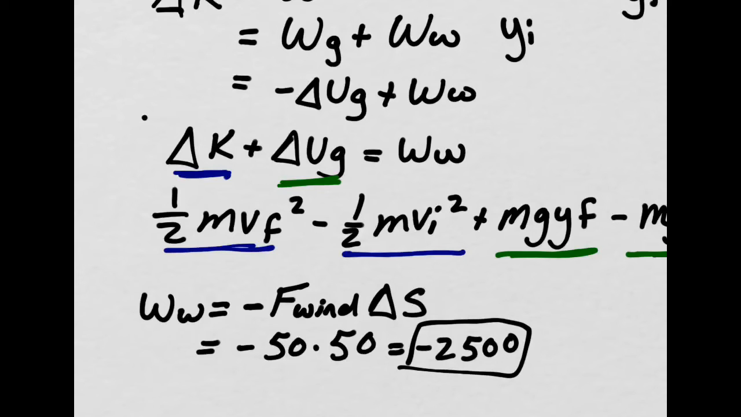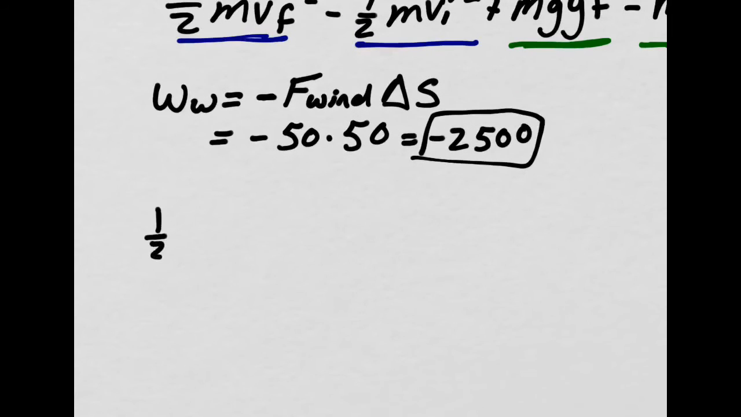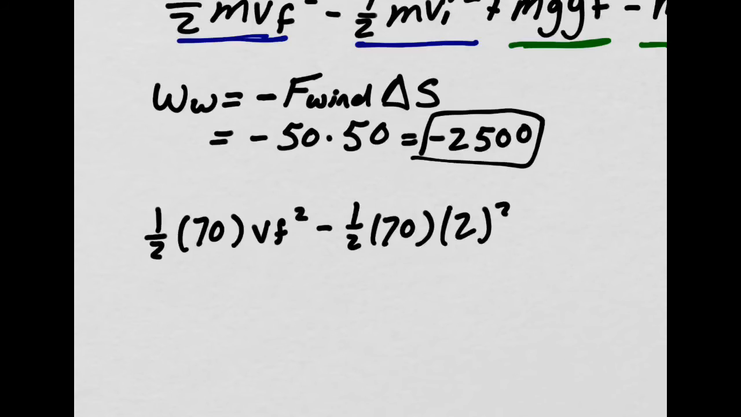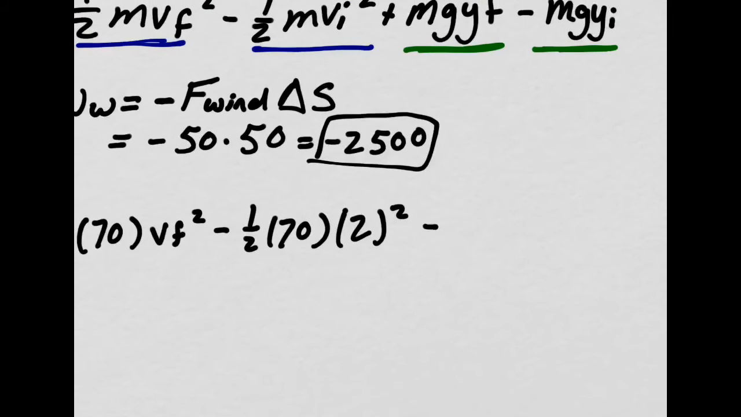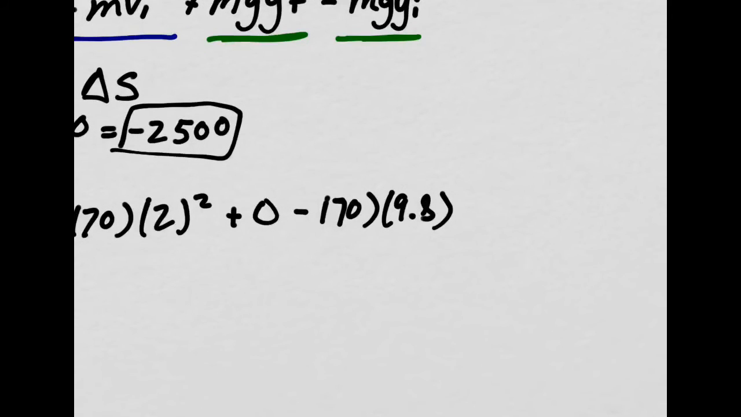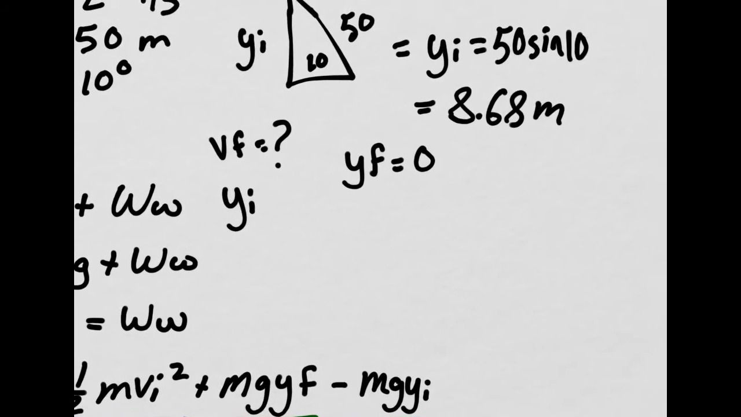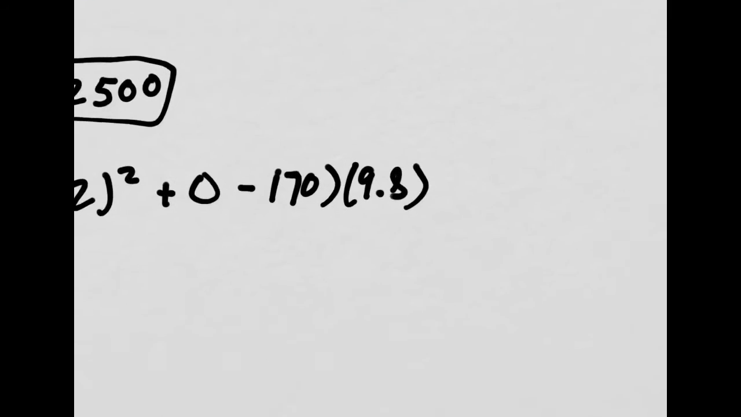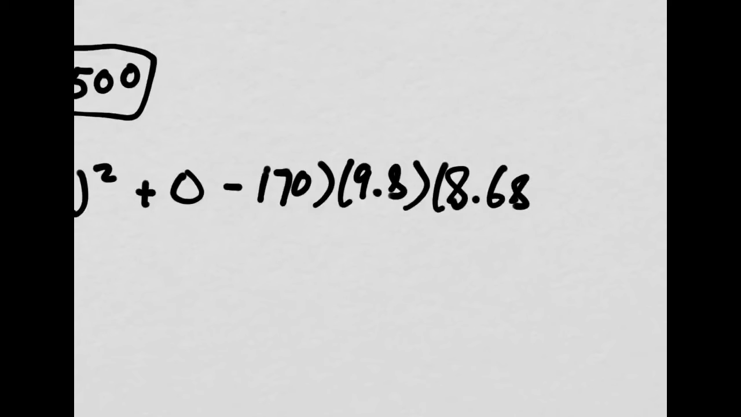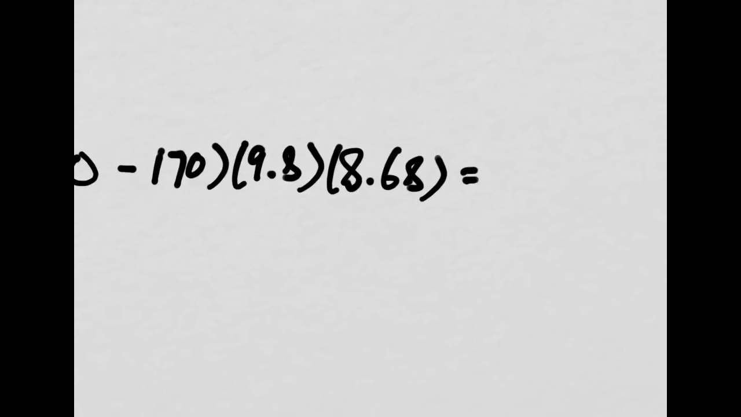So if we plug in all our numbers, 1/2, the mass is 70, V final squared, minus 1/2 m, V initial is 2 squared, plus mgy final, that's 0, minus m, 70, g, 9.8, y initial, we found up here, 8.68. Zoom back in, 8.68. That's equal to minus 2,500.